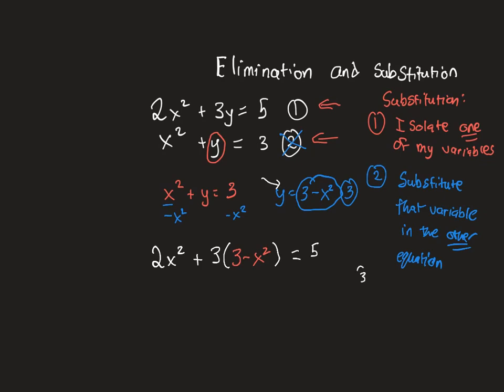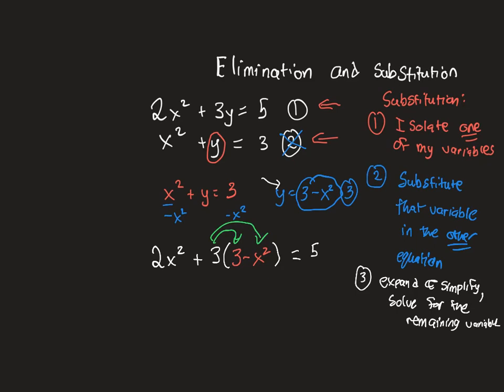Once you've done that, you go to a third step, and that third step would be to expand and simplify and solve for the remaining variable. So we're going to have to go all Pokemon Go here. We're going to catch some stuff. That's going to give me 2x squared plus 9 minus 3x squared is equal to 5.